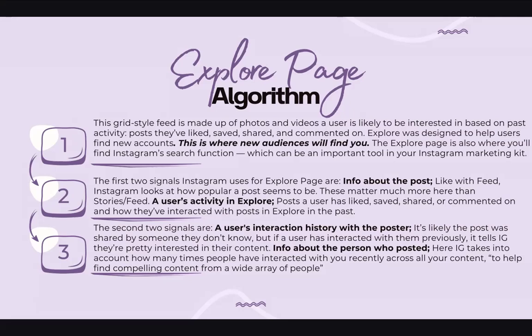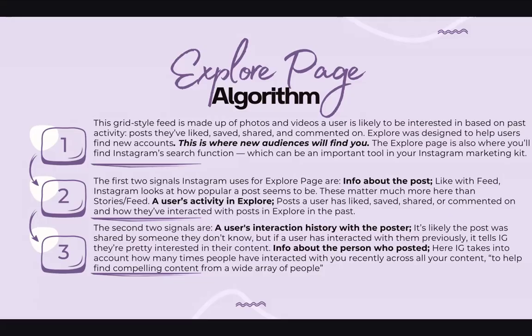Okay. The second two signals are a user's interaction history with the poster. So if you have interacted with a specific poster through the explore feed, when you are on the explore feed again, it's going to show that poster more often. So when I was doing that Italy engagement last week, there was this one account about traveling to Rome with families or something like that. I engaged on one of their posts, right? And then when I went to look at more posts, that same poster was showing up, right? Because that was who I engaged with. So Instagram was like, oh, they like this person's posts. Let me show them more.